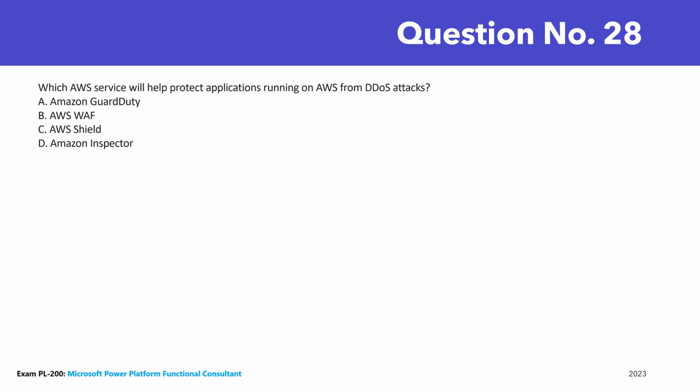Which AWS service will help protect applications running on AWS from DDoS attacks? A. Amazon GuardDuty. B. AWS WAF. C. AWS Shield. D. Amazon Inspector. Correct answer, C.